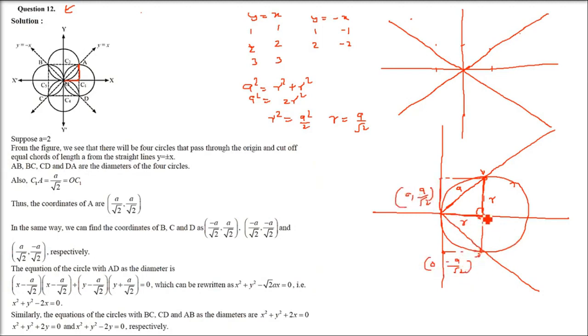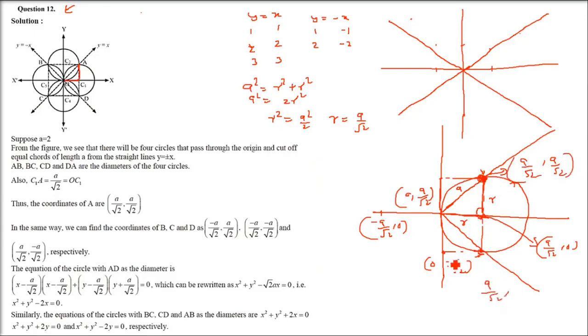And this point on the x-axis. So what will be this point? We don't require it, but still a by root 2, 0. And similarly, we have a point which is on the other side, minus a by root 2. So what will be this point? X is a by root 2, Y is a by root 2, so this will be a by root 2, a by root 2. Right? So this is one endpoint of the diameter.